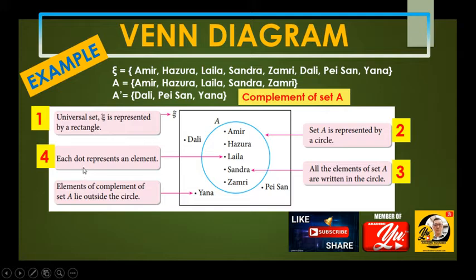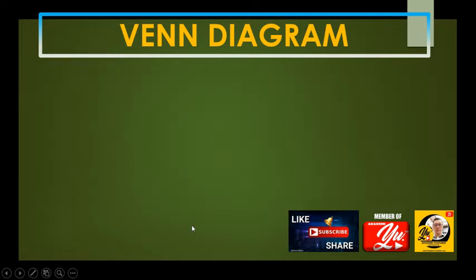Number 4, each dot represents an element. So one element, one dot. Outside the circle also one element, one dot. Elements of complement of set A lie outside the circle. Complement of set A, that means this A prime. These 3 students are not inside the A, that means not inside this circle. So they must be outside the circle. Okay, look at the other example.